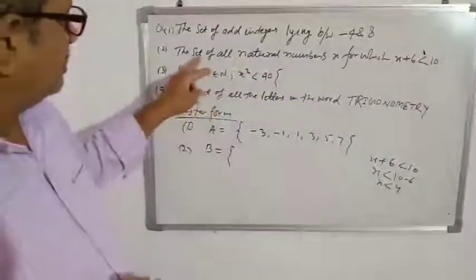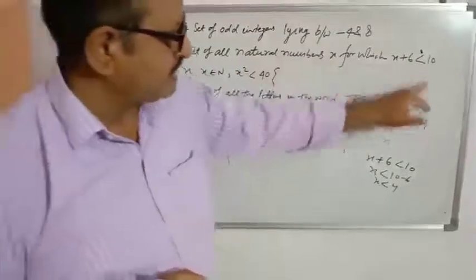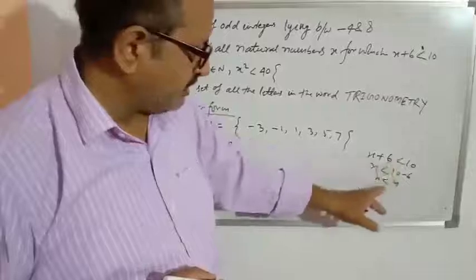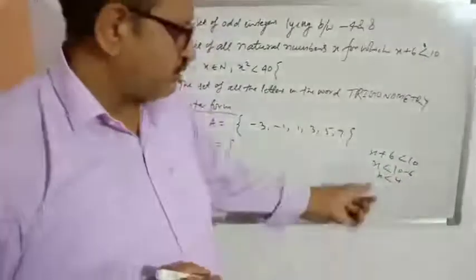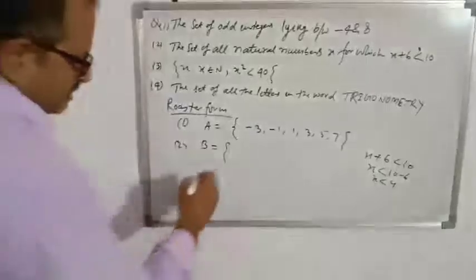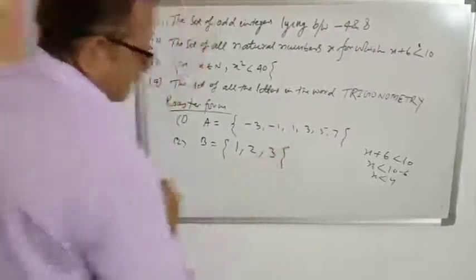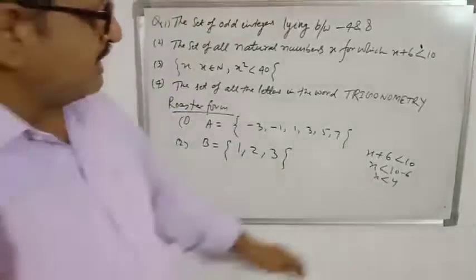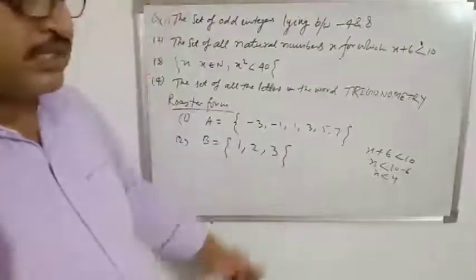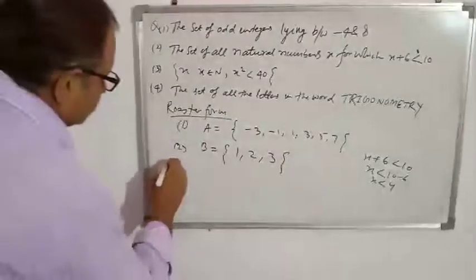x is what? x is a natural number. All natural numbers x for which x plus 6 is less than 10. After solving, we are getting x less than 4. So write all those natural numbers which are less than 4. So less than 4 means 1, 2 and 3. Natural numbers less than 4 are 1, 2, 3. This is the second. See the third one.